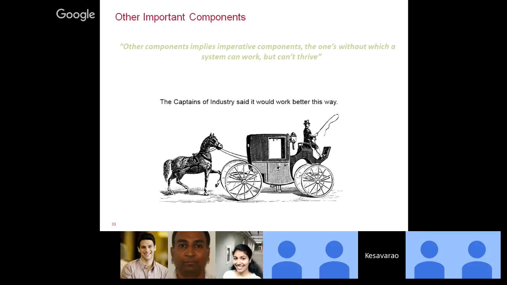So this is something, it looks funny, but that's how it is, right? The captains of industry said it should work better this way, because everyone so far was taking forward, but now we are pushing from the backside.